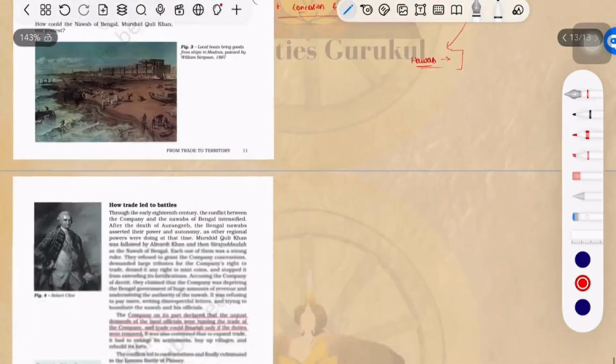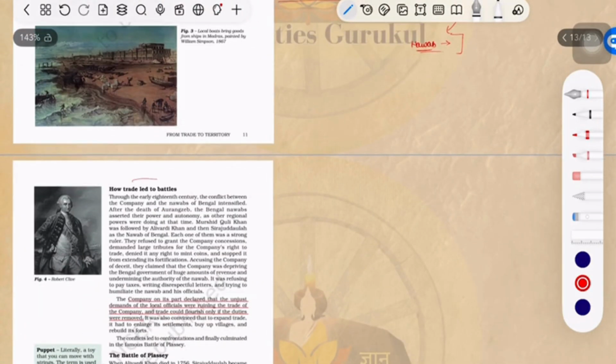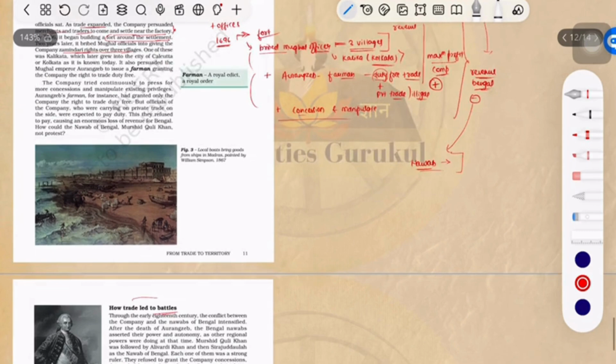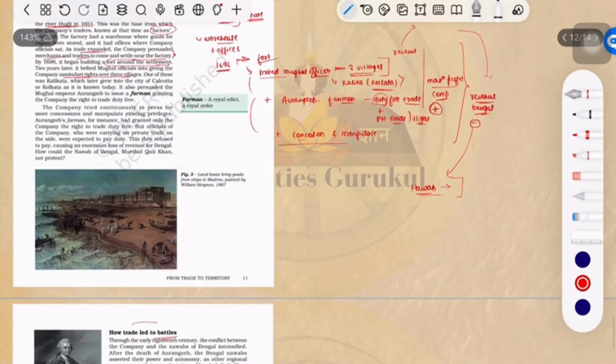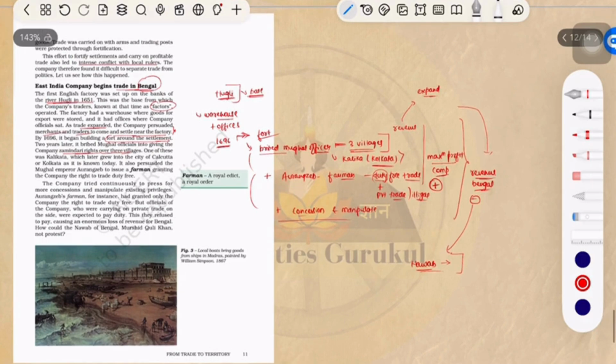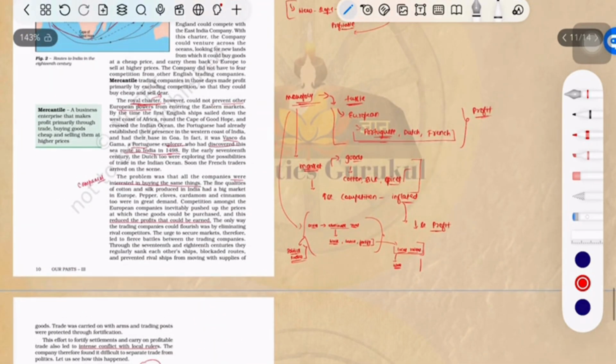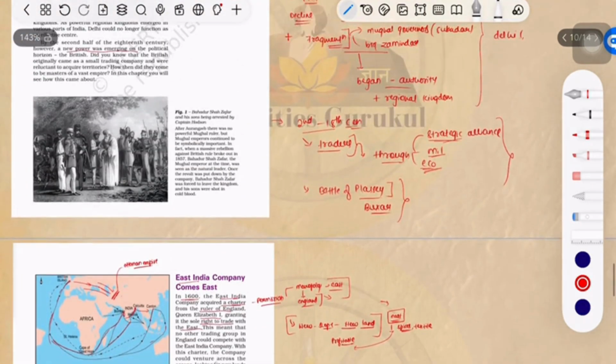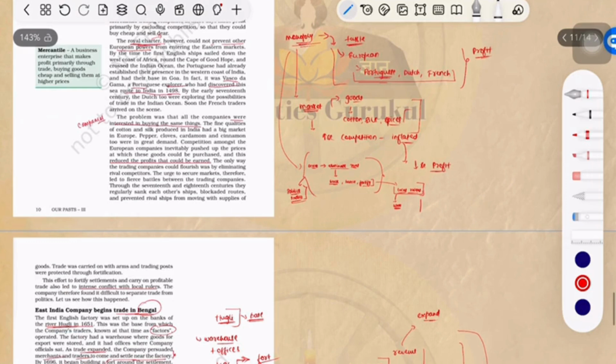So in the next chapter we will discuss how this trade led to battles and what the consequences are. But till now you have to make this point very clear, that the true intentions of the British evolved gradually. Initially, they didn't target becoming the master of India, but eventually, after seeing the situation and analyzing the internal politics, they thought of becoming the master. So, thank you. We shall take up the further discussion.